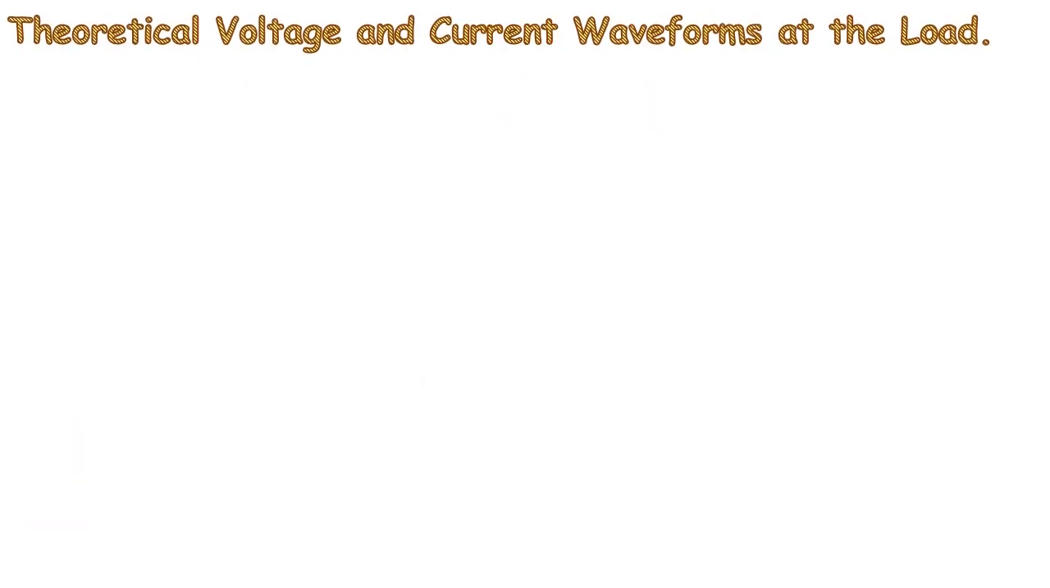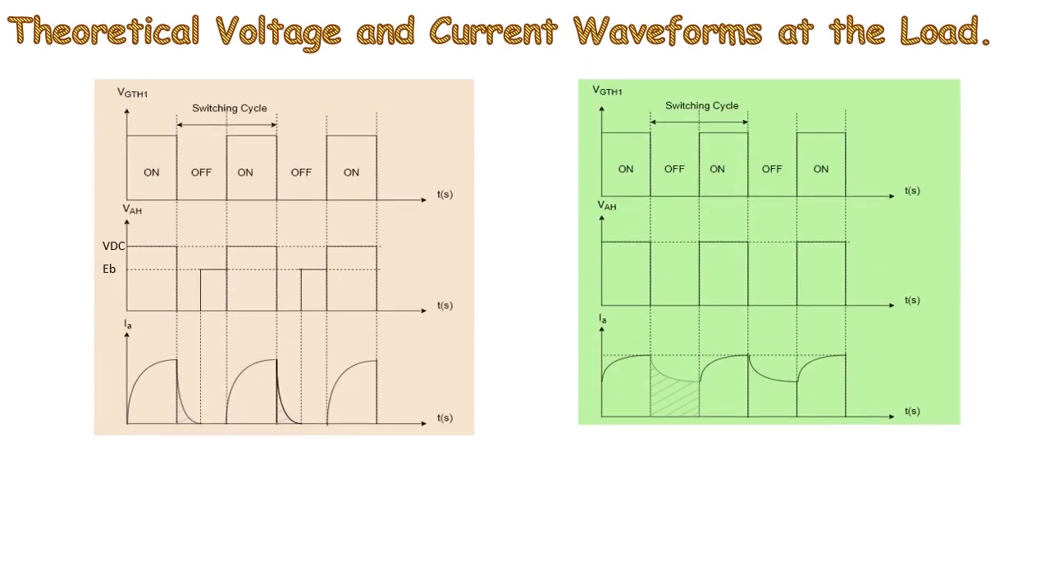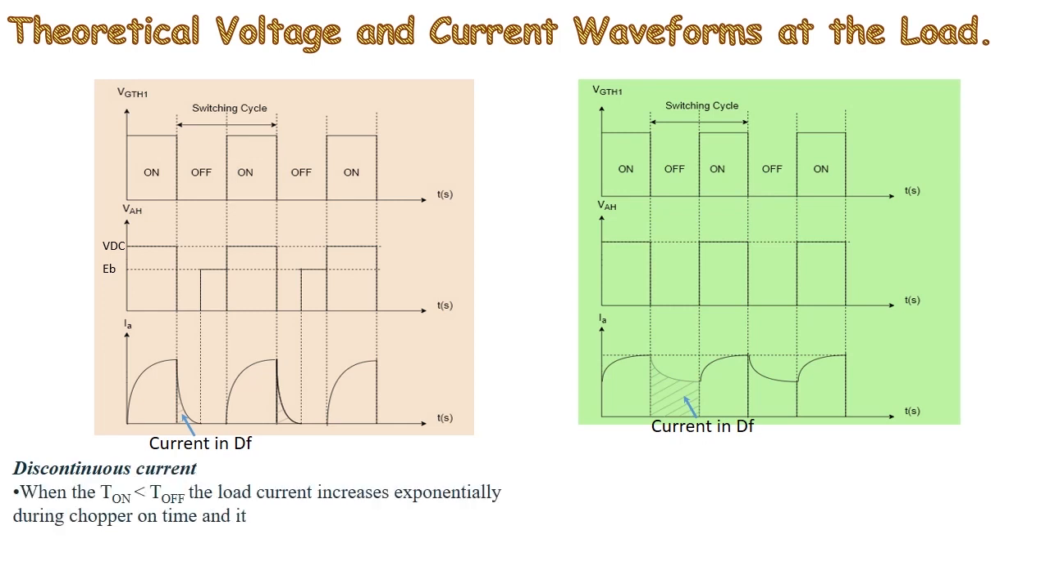Now let's have a look at the theoretical voltage and current waveforms at the load. The first figure shows how discontinuous current appears across the load when T on is less than T off. Here the load current increases exponentially during the chopper on time and it becomes zero during the chopper off time.